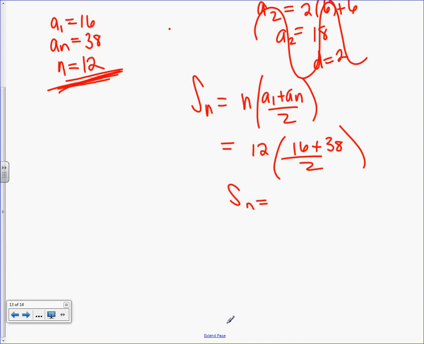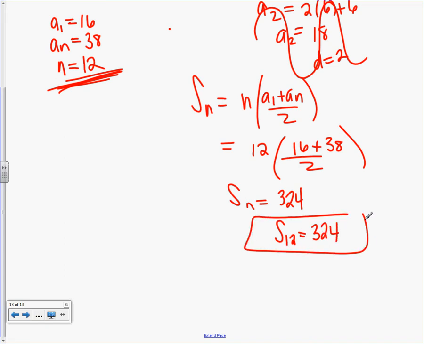Yeah, 324. So technically S sub 12 is 324. If I were to find all of those, if I were to plug in K is 5, K is 6, K is 7, K is 8, all the way up to, I think it was 16, I could add all those up, right? But again, if it was more than that or harder, you don't want to do that. This is probably the best method.